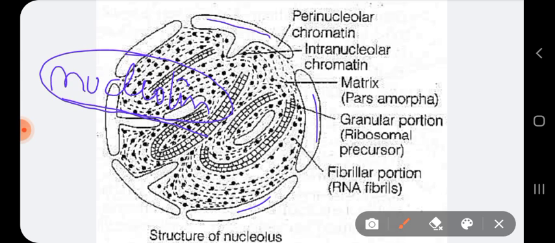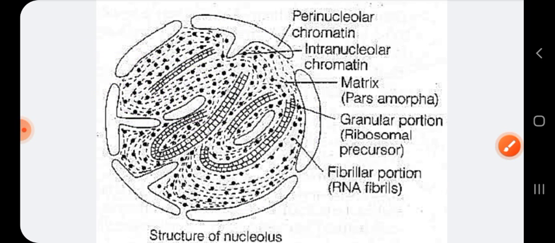Then RNA methylase enzyme is also found here, which transfers the methyl groups to the nitrogen bases of some cells. Within some cells, we can also find RNA methylase here, which transfers the methyl group to the nitrogenous bases.